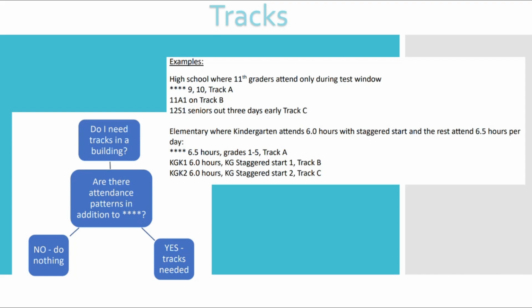So we've provided just a couple of examples. I'll read through the first one for you, but you can see the other one on the slide. If you have a high school and maybe only 11th graders attend when they take the ACT, this is a common one. You would want the default for 9th and 10th grade to be on track A. And then I've just made up these attendance patterns, so just go with it here. Say 11th grade, A1 could be on track B. And then you also have seniors that get out 3 days early.